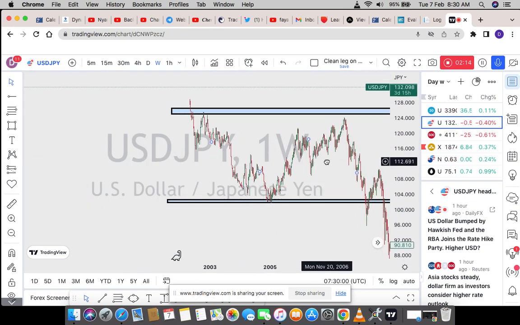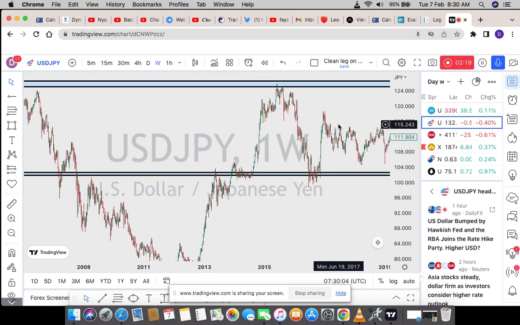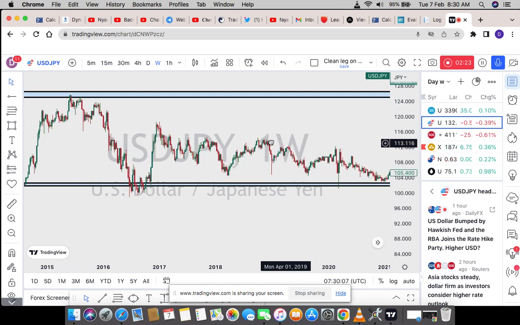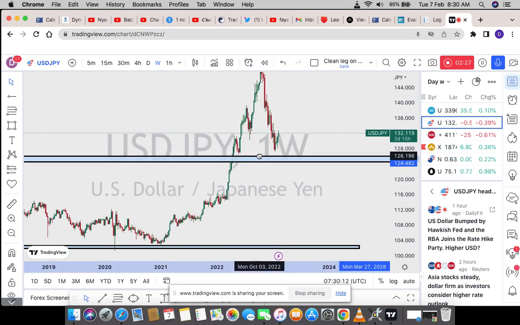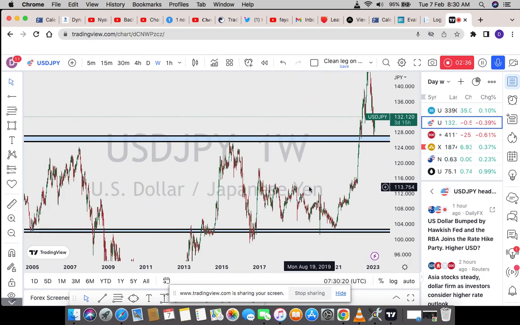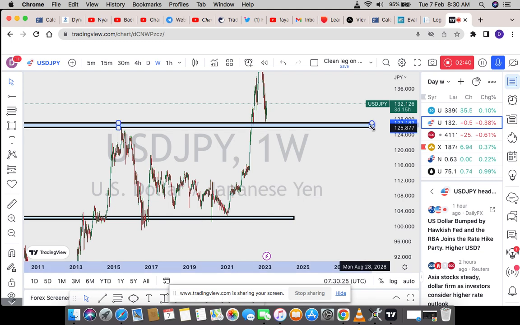At this whole point here, this is the reversal: head, shoulder, shoulder. Then we've broken out of the neckline. This is the neckline right here. We not only broke out of the neckline, we actually came to retest it, so we are definitely looking to the upside.